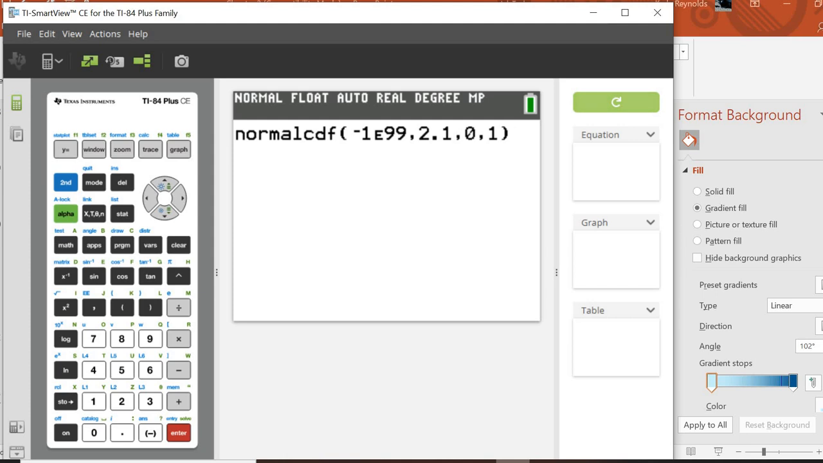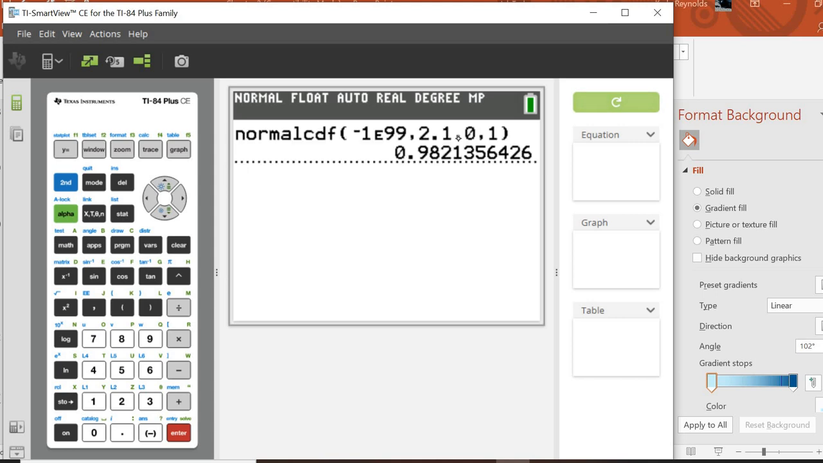Now, if you have an older TI that doesn't have those command windows I just had, this is the order you're going to put your data in: lower bound, upper bound, mean, and standard deviation. And then you press enter, and that is the area under the curve, and it always gives it to you as a probability, not a percentage. Usually we give answers as probabilities, but since this asks for percentile, you would give it as a percent.